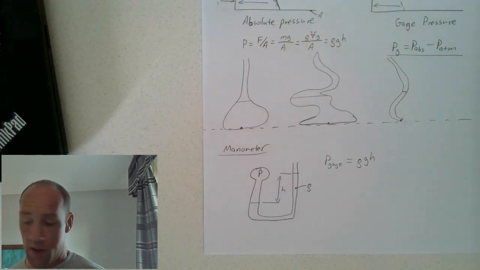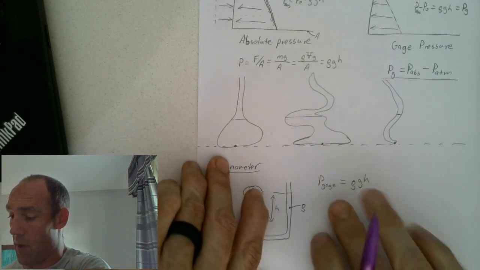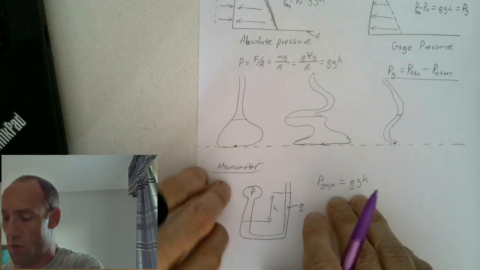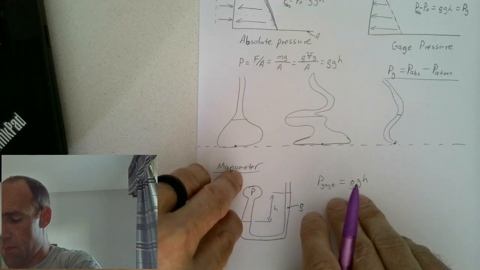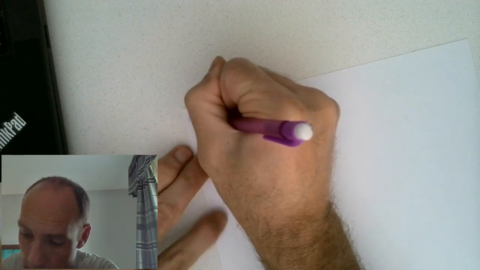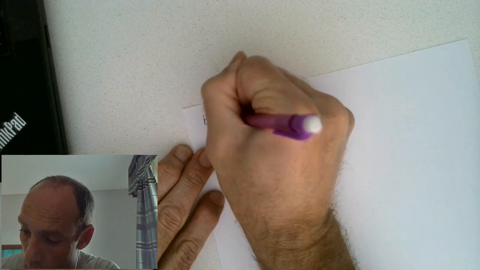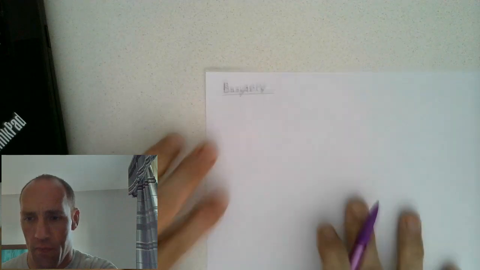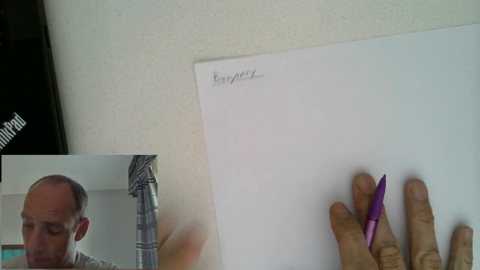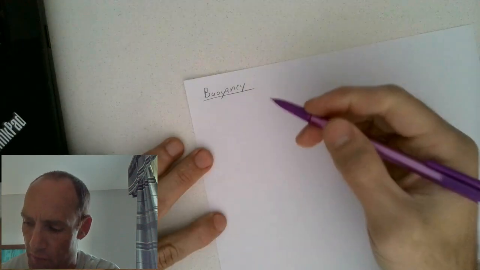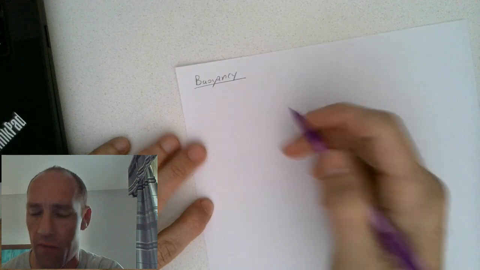Then the second topic that we're going to be talking about in fluid statics is that of buoyancy, which is actually a very similar force. Okay, so the buoyancy force acts on the centroid of a body and it's an upward force when that body is submerged in a fluid.